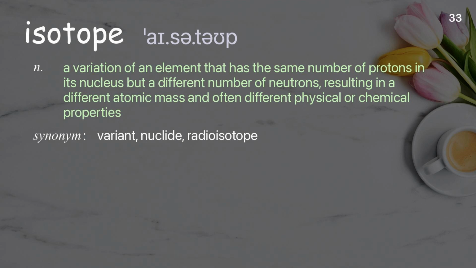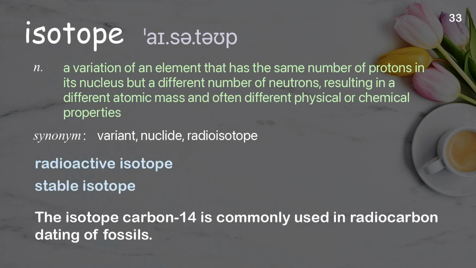Isotope. A variation of an element that has the same number of protons in its nucleus, but a different number of neutrons, resulting in a different atomic mass and often different physical or chemical properties. Examples: Radioactive isotope. Stable isotope. The isotope carbon-14 is commonly used in radiocarbon dating of fossils.